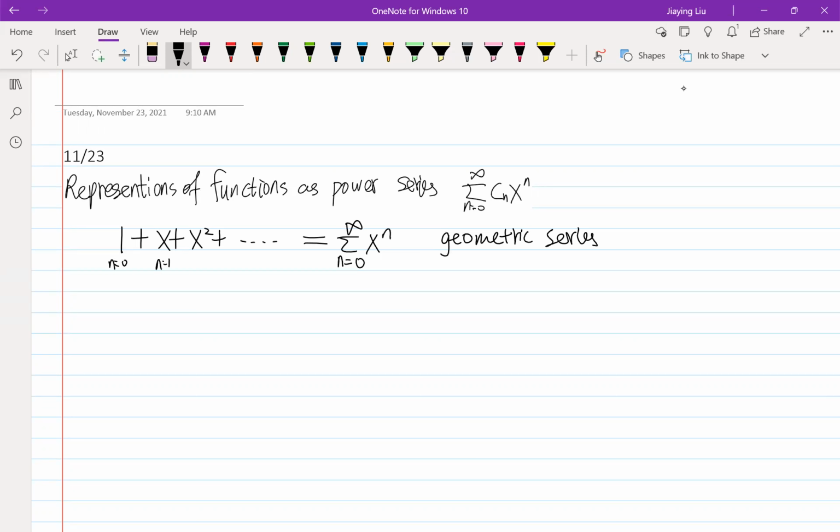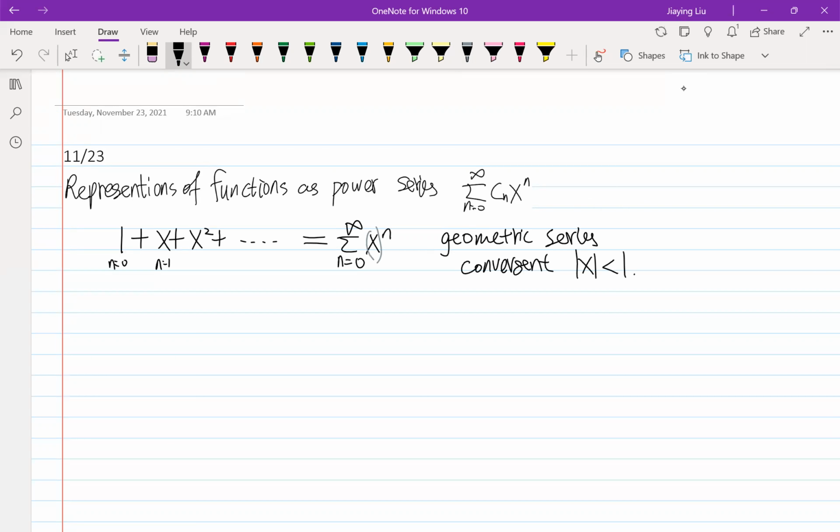And this series is convergent if the ratio, so if you recall, the geometric series is always a times r to the n. R is the ratio, in this case the ratio is x, if the absolute value of x is less than 1.